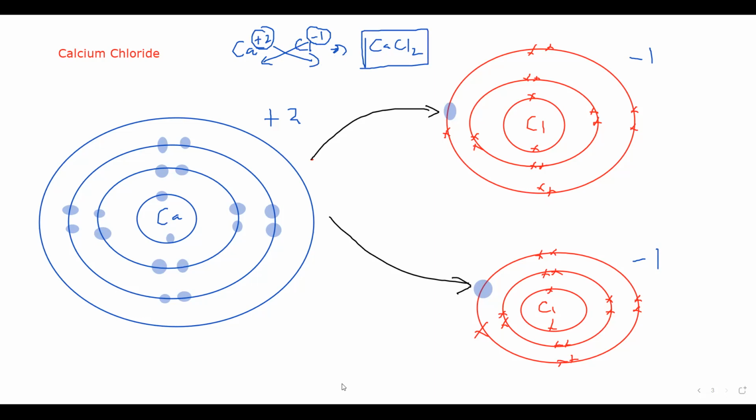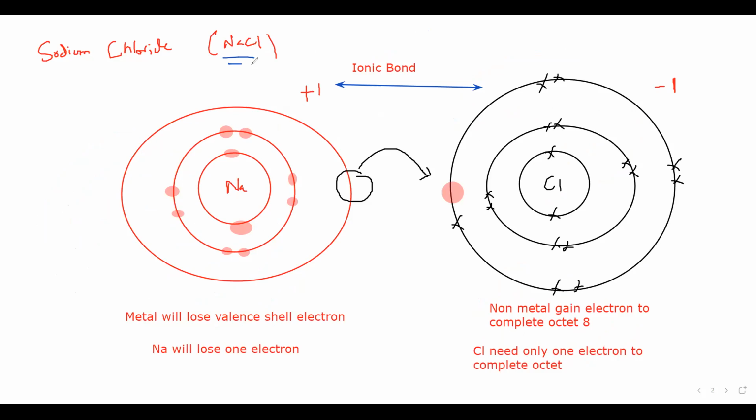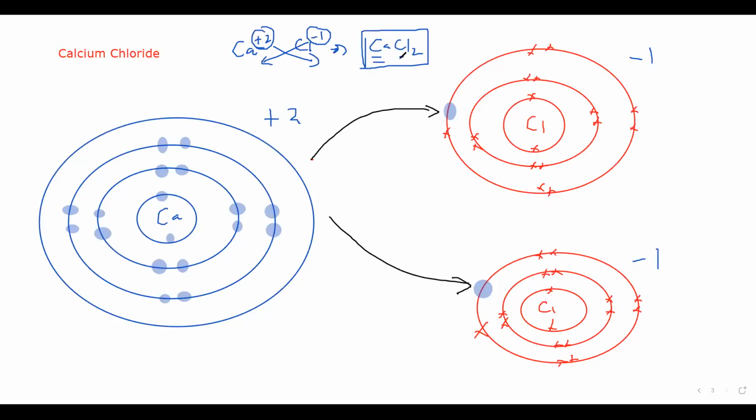So whenever we are writing or drawing a structure, first we should write a chemical formula and then we will draw. In the previous example, sodium chloride was having one sodium and one chlorine. But in calcium chloride, it is having one calcium and two chlorine. So we have to draw one calcium and two chlorine atoms, and then we have to show the electron transfer. The metal will lose all of its electrons and the non-metal will gain electrons to complete its octet. Is it clear, this example?